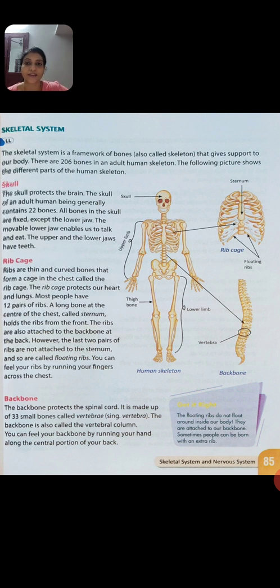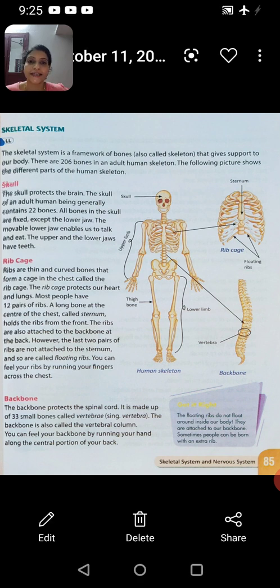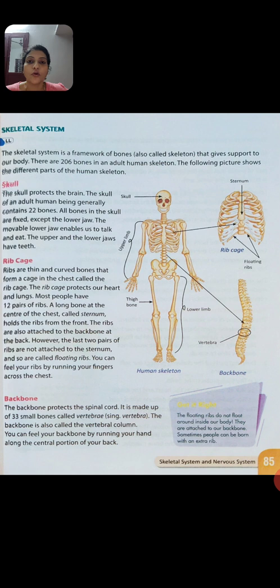Skeletal system. The skeletal system is a framework of bones, also called skeleton, that gives support to our body. There are 206 bones in an adult human skeleton. The following picture shows the different parts of the human skeleton.